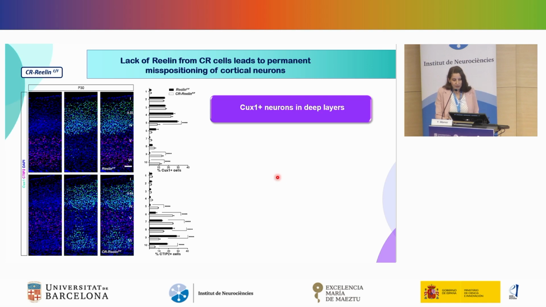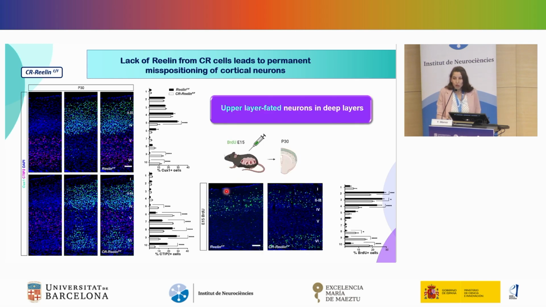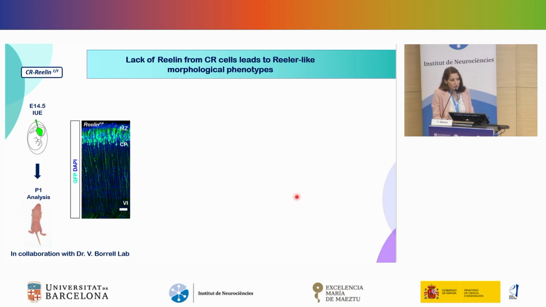At later stages, the cortical defects persisted despite the abundant Reelin expression by GABAergic interneurons. Using BrdU birth dating studies, we proved that these CUX1-positive cells ectopically located in lower layers were indeed upper layer fated neurons. To substantiate these findings, we also performed in utero electroporation experiments in which we injected DNA encoding GFP into the ventricle of E14.5 embryos with the aim of labeling upper layer fated neurons.